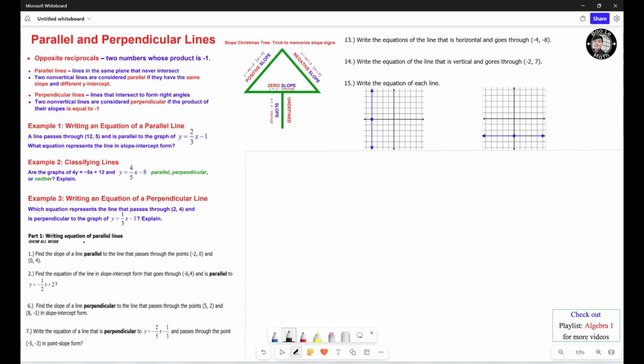Hello everyone, in this video we're going to talk about parallel and perpendicular lines. Now we need to understand opposite reciprocals. So what does it mean?